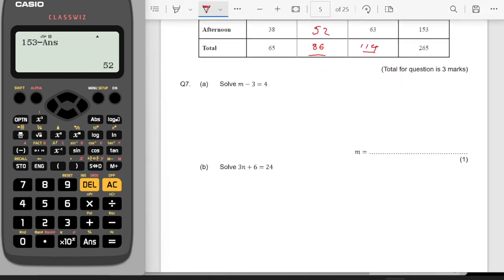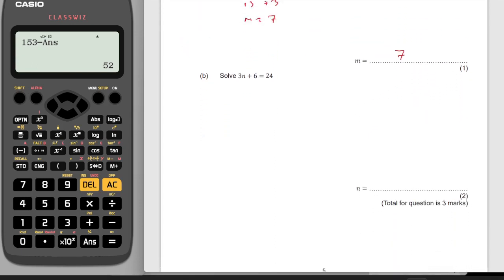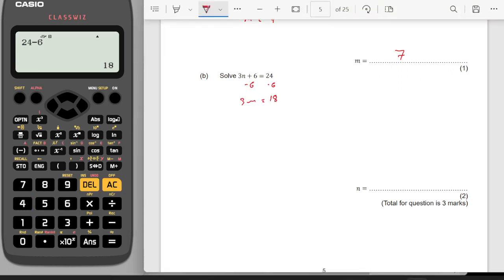Okay, question 7. So solve m minus 3 is equal to 4. So I want to get rid of the minus 3. To get rid of a minus 3, we would add 3 on both sides, giving us m is equal to 7. And then for the second part, we've got 2 steps this time. We want to add 6 first of all. So that will give us 3m is equal to, double check everything on your calculator, 18. Then divide both sides by 3. So 18 divided by 3 would give you 6.